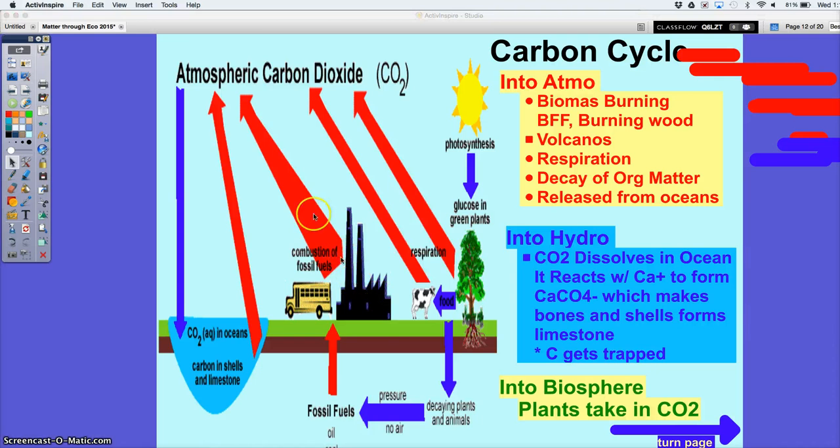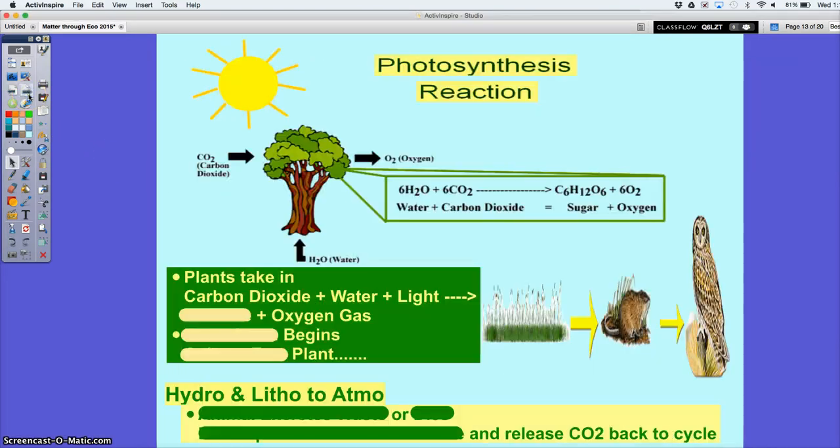Here's all the release. Fossil fuel burning, respiration from the cow or from the plant, and then there's no volcano here, but carbon release from the ocean. So we've got three of the things I mentioned there. Now, it's going to go into the biosphere. It's going to go into plants. So it either gets dissolved in water, and there could be a plant in the water and it takes it in, or it's going to take it in on land. I'm turning the page because I'm focusing on this reaction. So it went into this plant.